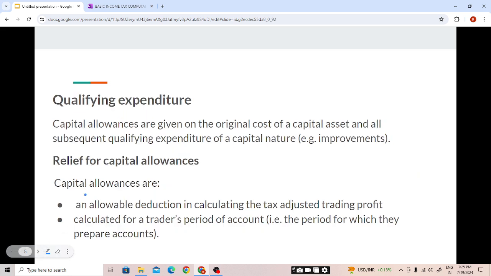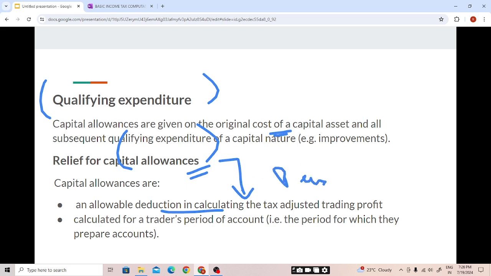Now students, coming to the qualifying expenditure, capital allowance are given on the original cost of the asset, and if any subsequent qualifying expenditure are done, like capital improvement or capital expenditure are done, this capital expenditure will also qualify for capital allowances. And what are the reliefs available for capital allowances? Allowable deduction in calculating tax adjusted trading profit. And students, one important point: capital allowances is calculated for period of accounts. I hope this is clear.